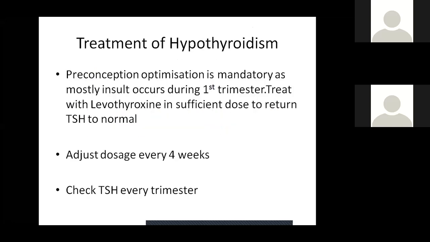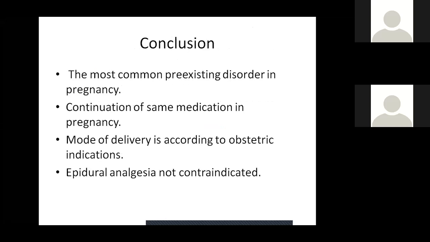In the treatment of hypothyroidism, preconception optimization is mandatory, as the insult mostly occurs during the first trimester. If there is hypothyroidism, these women are treated with levothyroxine in sufficient doses. We repeat the TSH levels every 4 weeks and adjust the dose accordingly.